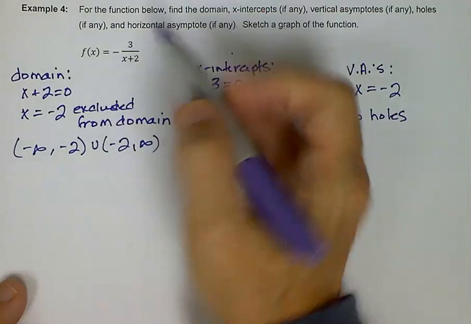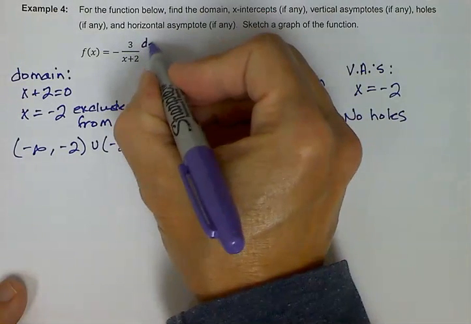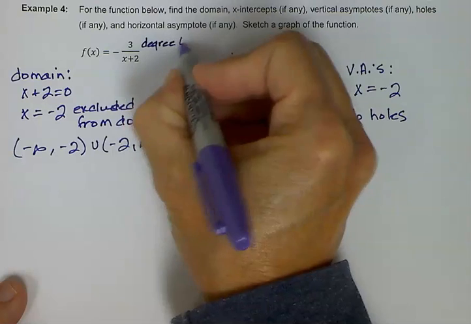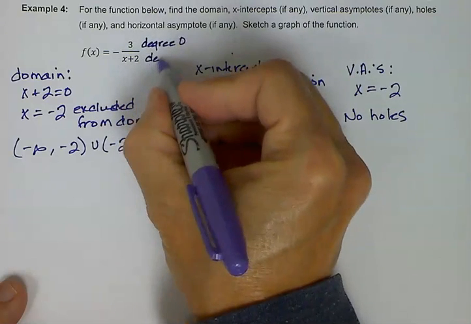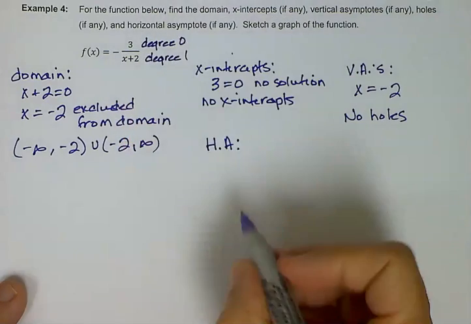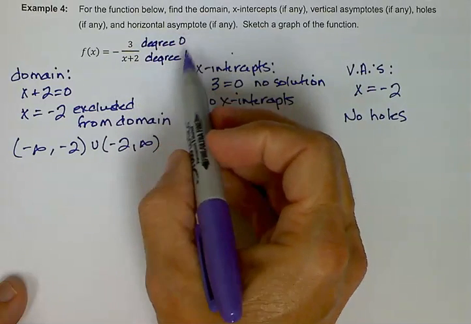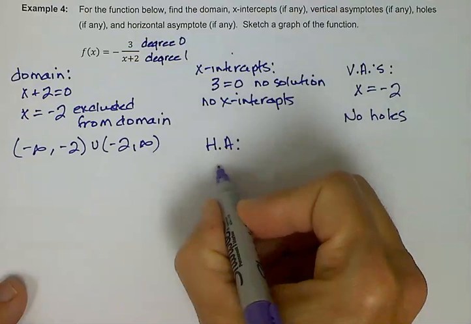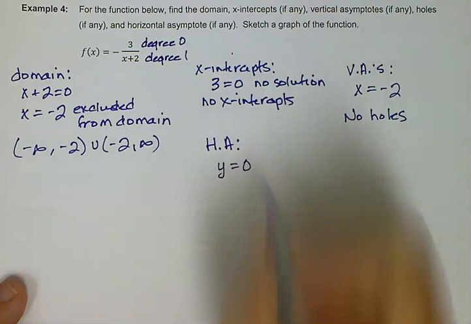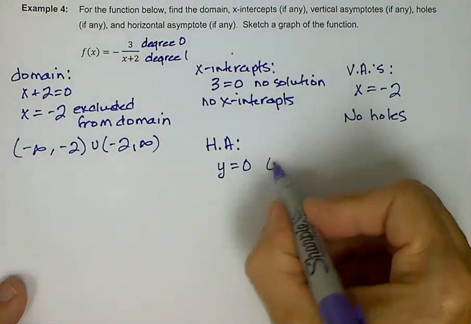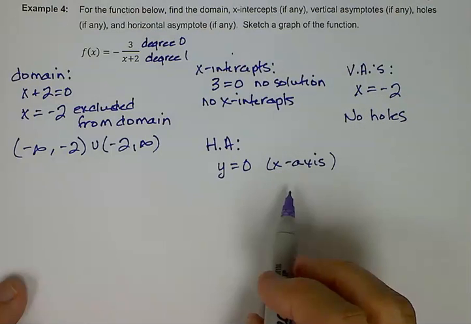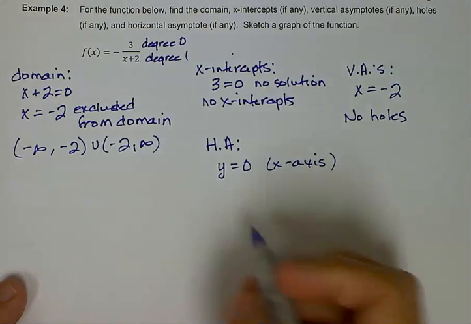And the last thing we can look at is our horizontal asymptote. If we look at the degree of our numerator, that's degree 0 because it's a constant. The degree of our denominator is 1. That means since the numerator has a smaller degree than the denominator, we automatically have a horizontal asymptote at y equals 0, which is the x-axis. So now we're ready to start sketching our graph.